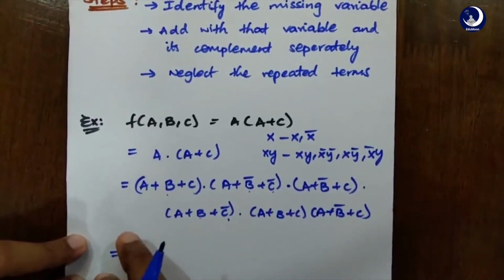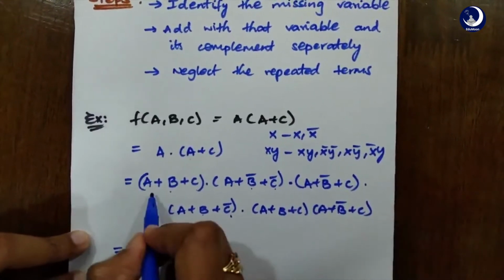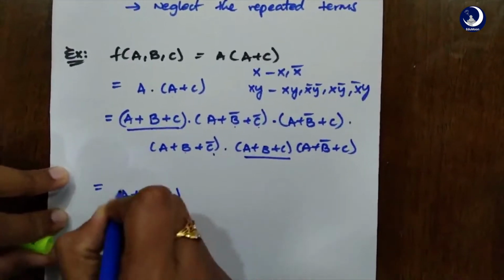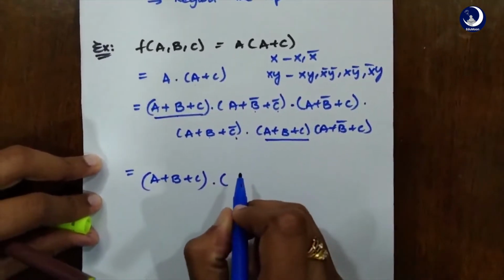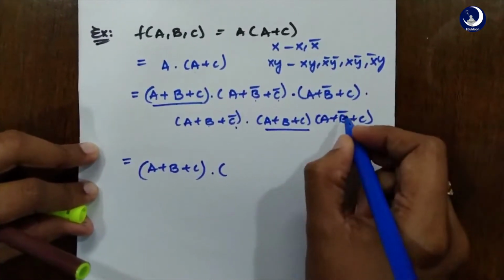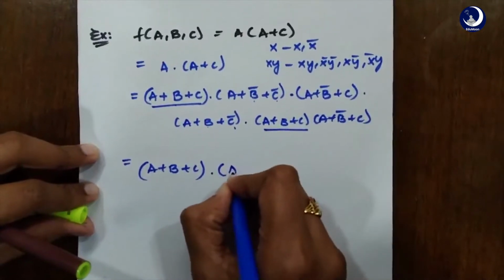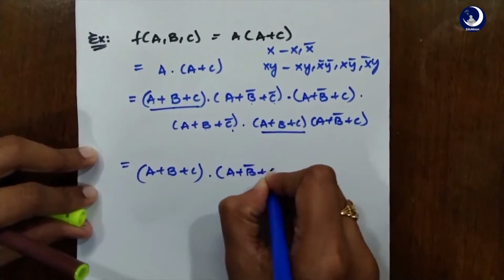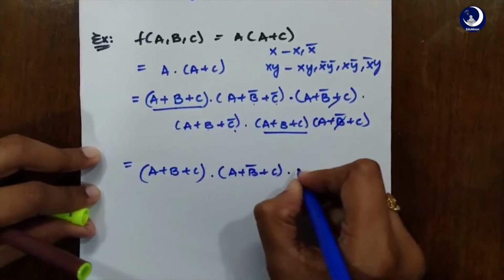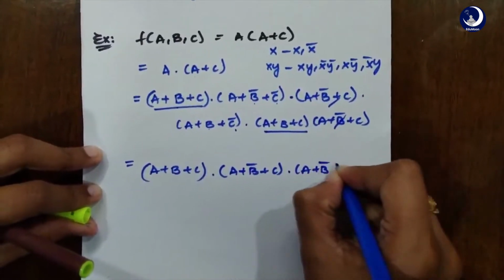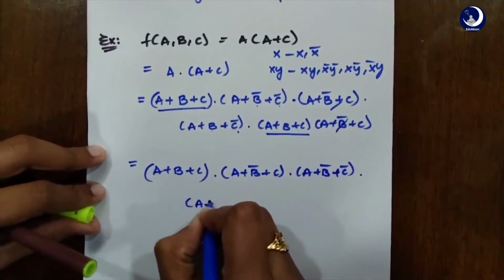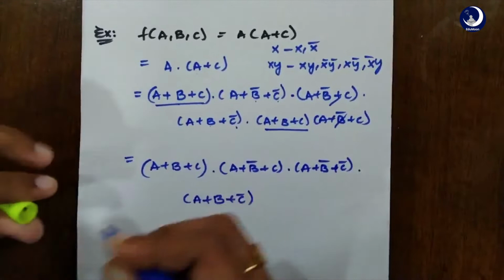Now just remove the repeated terms. This and this are repeating, so we can write it only once. A plus B plus C. You need to carefully look at which terms are repeated, and these two are also repeating, right? So let's write it only once. A plus B bar plus C. So we are done with these two, and now this is a different one. A plus B bar plus C bar, and this is a different one. A plus B plus C bar.